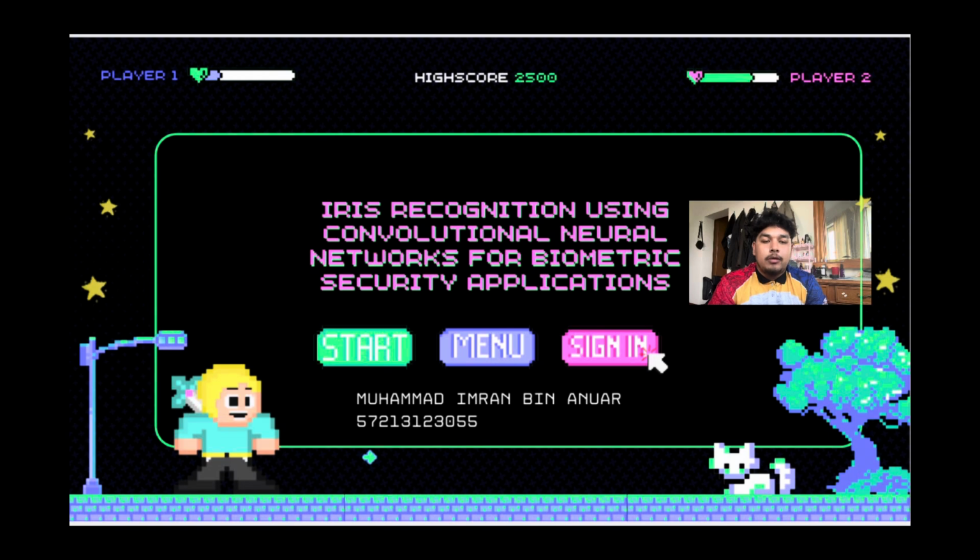My name is Muhammad Imran bin Anwar, and today I will be presenting my project titled Iris Recognition using Convolutional Neural Networks for Biometric Security Application. This project explores how deep learning, especially CNNs, can enhance the reliability and accuracy of iris-based biometric systems.